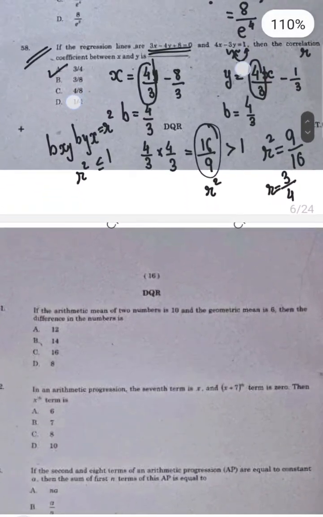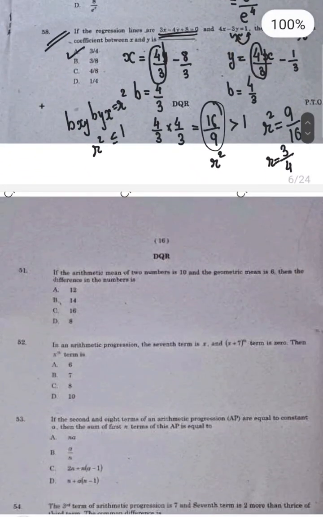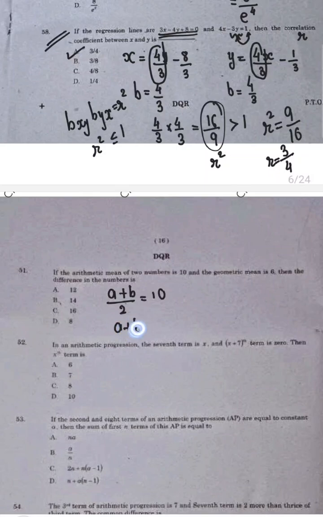Okay, let's go further. Now, the arithmetic mean of two numbers is 10. The geometric mean is 6. What is the difference? Okay, let's see. The arithmetic mean, that means a plus b by 2 is 10, so I know a plus b must be 20. The geometric mean, so the square root of ab is 6, so I know a into b is nothing but 36.